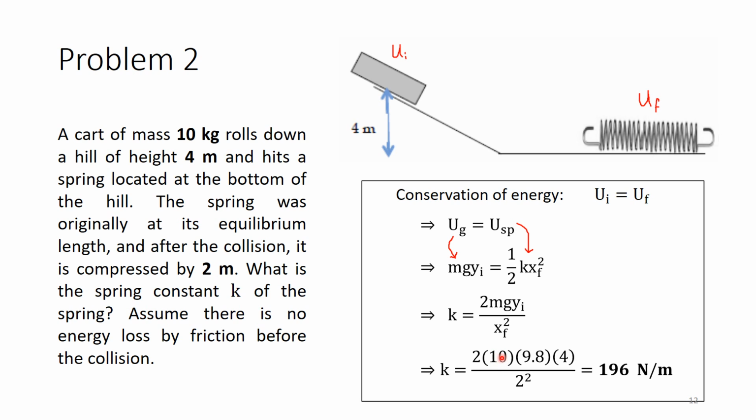And then plug in the numbers. So m is 10 kilograms, g is 9.8 meters per second squared, y is 4 meters and x is 2 meters. x is how much the spring is compressed, so that's 2 meters. Plugging them in gives you a k value of 196 newtons per meter.